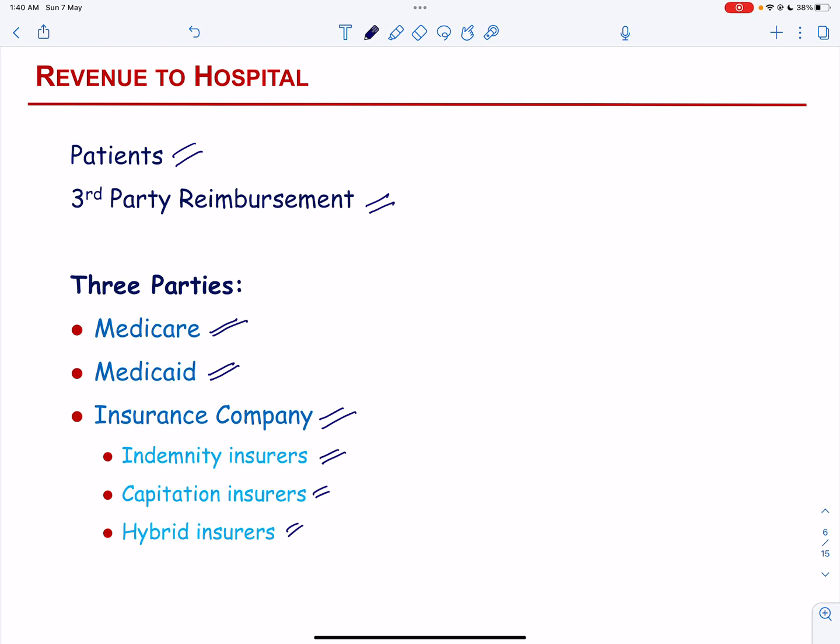For some services it is indemnity, and for some services it is capitation. They limit the patient to a certain amount.